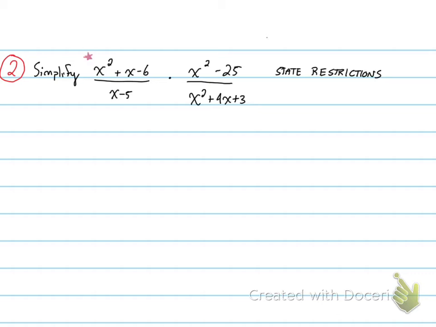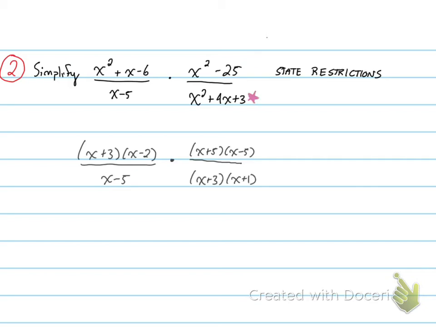In the top here, two numbers that multiply to give me negative 6 and add up to give me 1 would be positive 3 and negative 2. Nothing simplifies in the bottom, so I leave that as x minus 5. Times two numbers that multiply to give me negative 25 and add up to give me 0. Remember, this is a perfect square binomial. I could write that as x plus 5, x minus 5. And on the bottom, two numbers that multiply to give me 3 and add up to give me 4 are 3 and 1. Now that I have this all in factored form, I can more easily look at anything on the top and bottom and cancel them out.